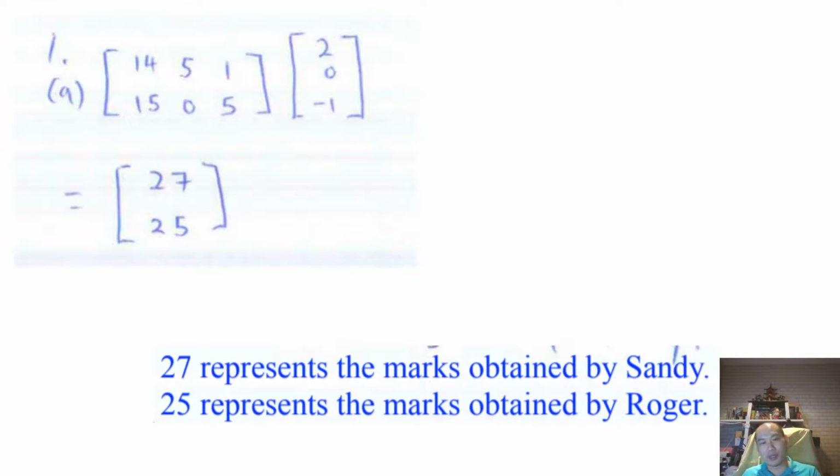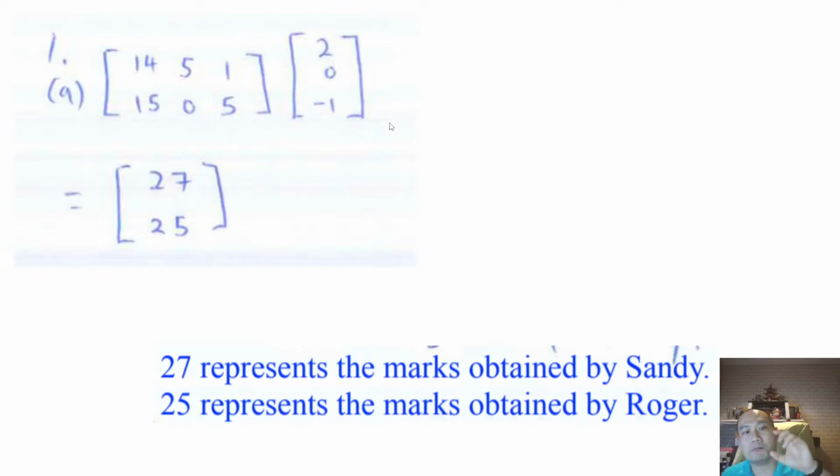So here's a very simple example. Those of you who have the physical worksheet with you can take a look. The question goes like that. Sandy and Roger took a multiple choice test, right? The matrix shows the result of the test and the marks awarded. So they give us the results. So on the worksheet, you have this matrix and you have this matrix. Then they want us to multiply them together.